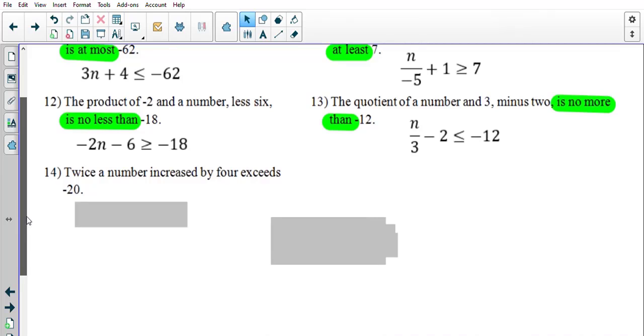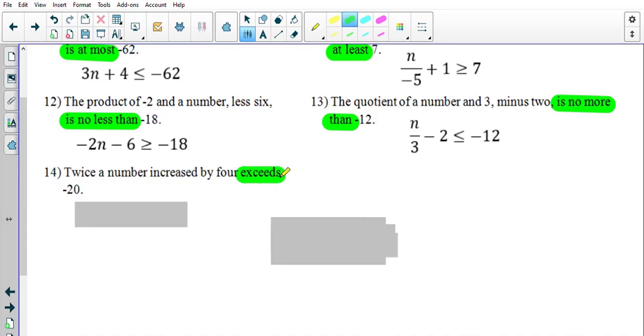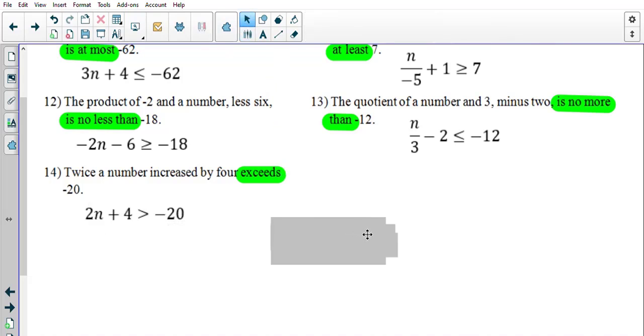Finally, from this group, our simple 2-step inequality questions. Twice a number increased by 4 exceeds negative 20. So the word "exceeds" is going to represent our inequality here. That's greater than. Twice a number is 2 times a variable n, increased by, again, addition. So we can have 2n plus 4 is greater than negative 20.